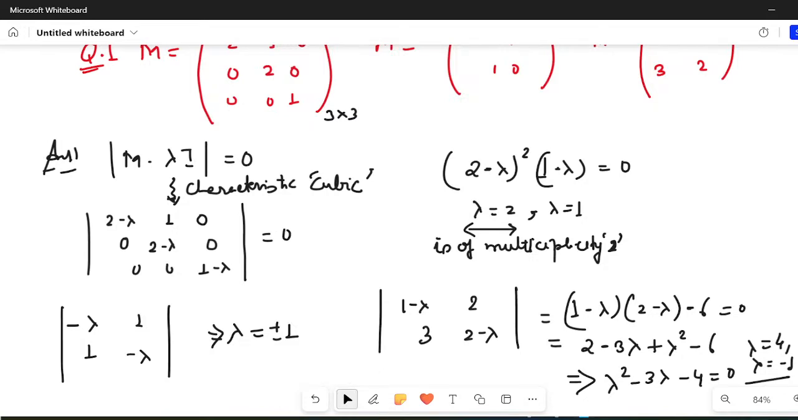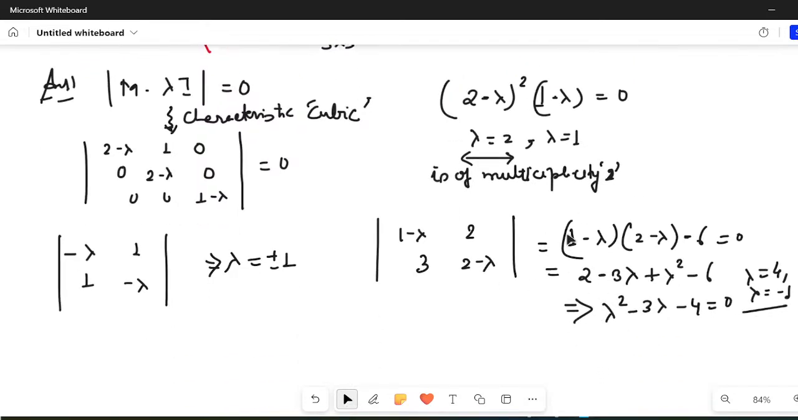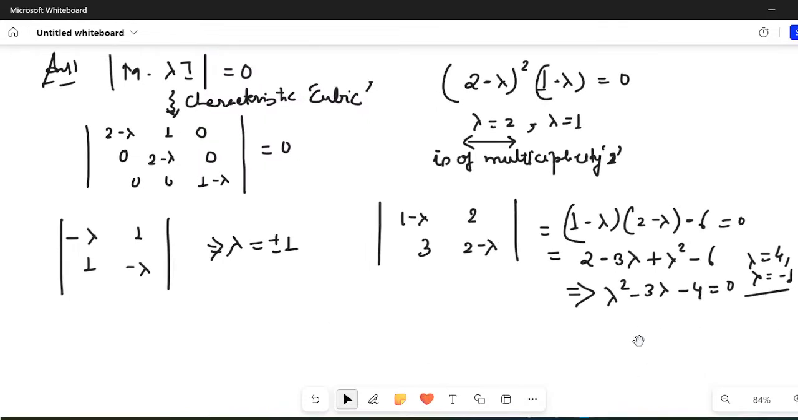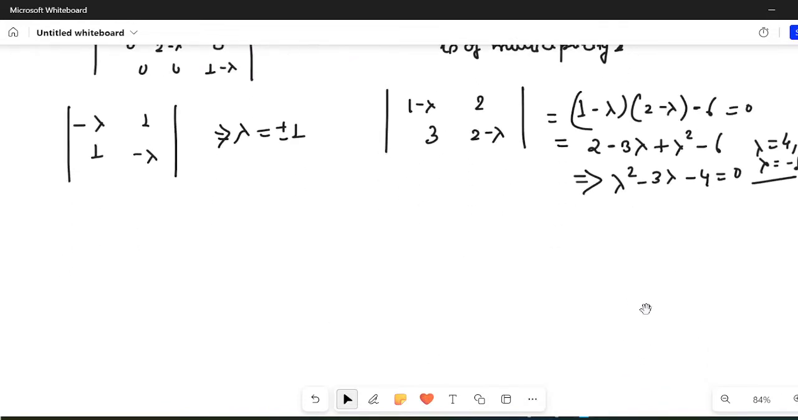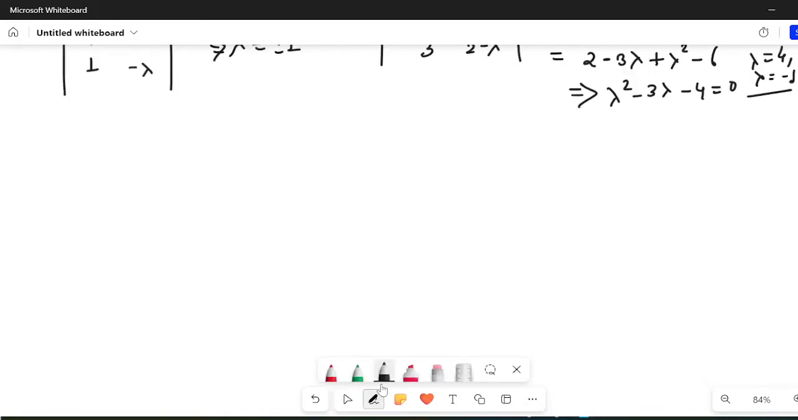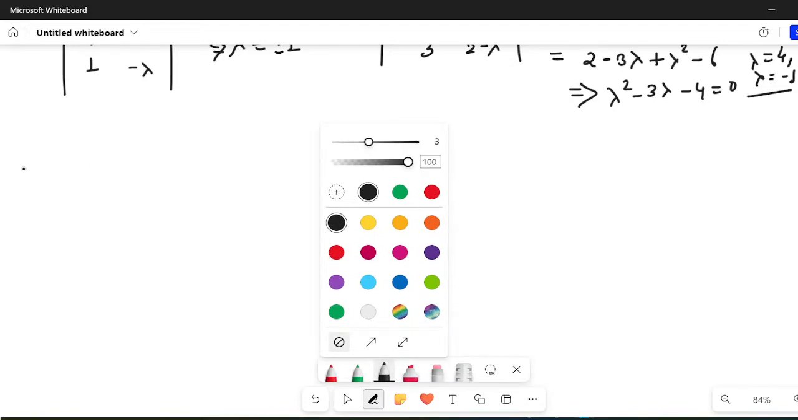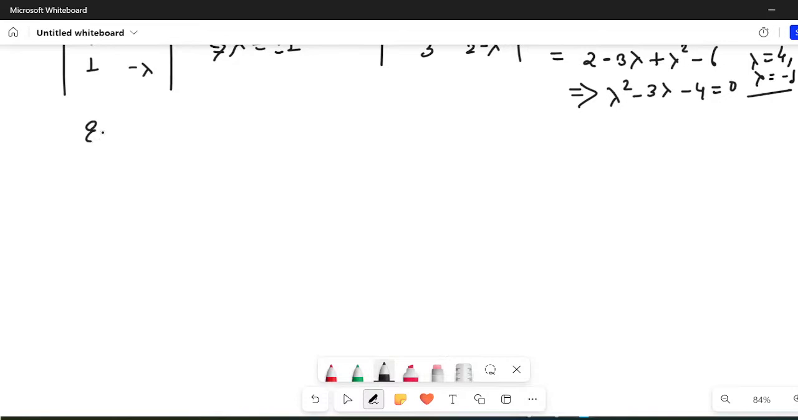Now see, this is one thing that you should be remembering. This is something that you're going to do quite often in your quantum mechanics also. So all these things are very important. Please remember. Okay, good. Let us move further. Once you know these eigenvalues, then you can also determine eigenvectors.